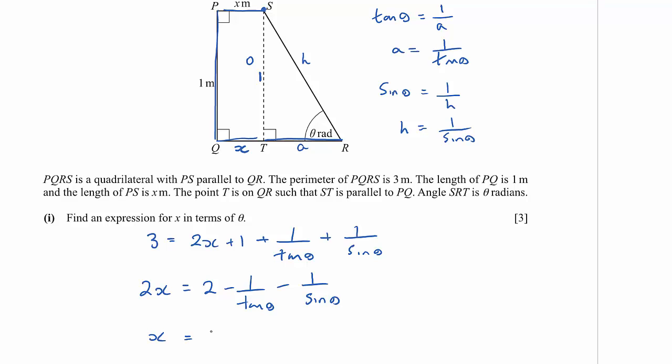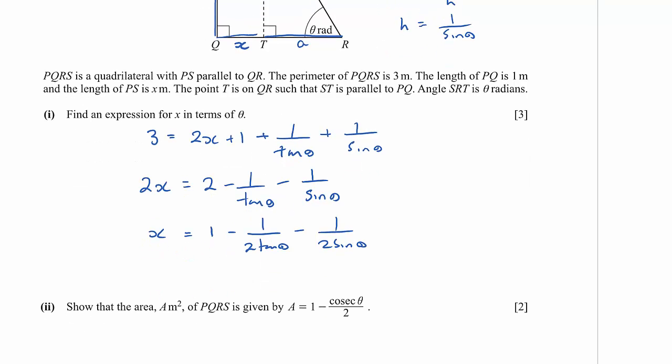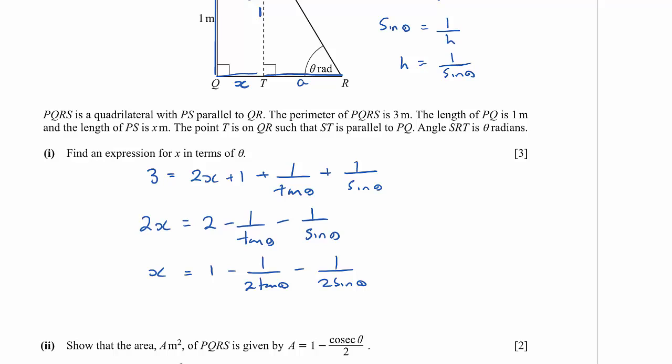So x is going to be 1, take away 1 over 2 tan theta, take away 1 over 2 sine theta. And there are other equivalent expressions that you could have got to there. And we may need to work a bit with this trigonometrically in order to get the answer to the next bit. So show the area of this is given by A is equal to 1 minus cosec theta over 2.